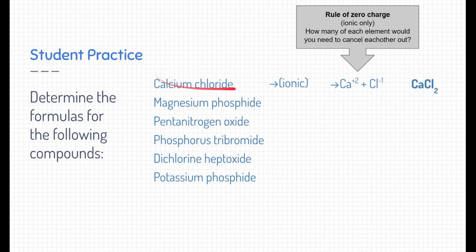So the name calcium chloride is a compound, and this is the formula. We had to do a little bit of work to figure that out. Well, let's try it again. This time, let's do it with magnesium phosphide. Again, magnesium phosphide is ionic.